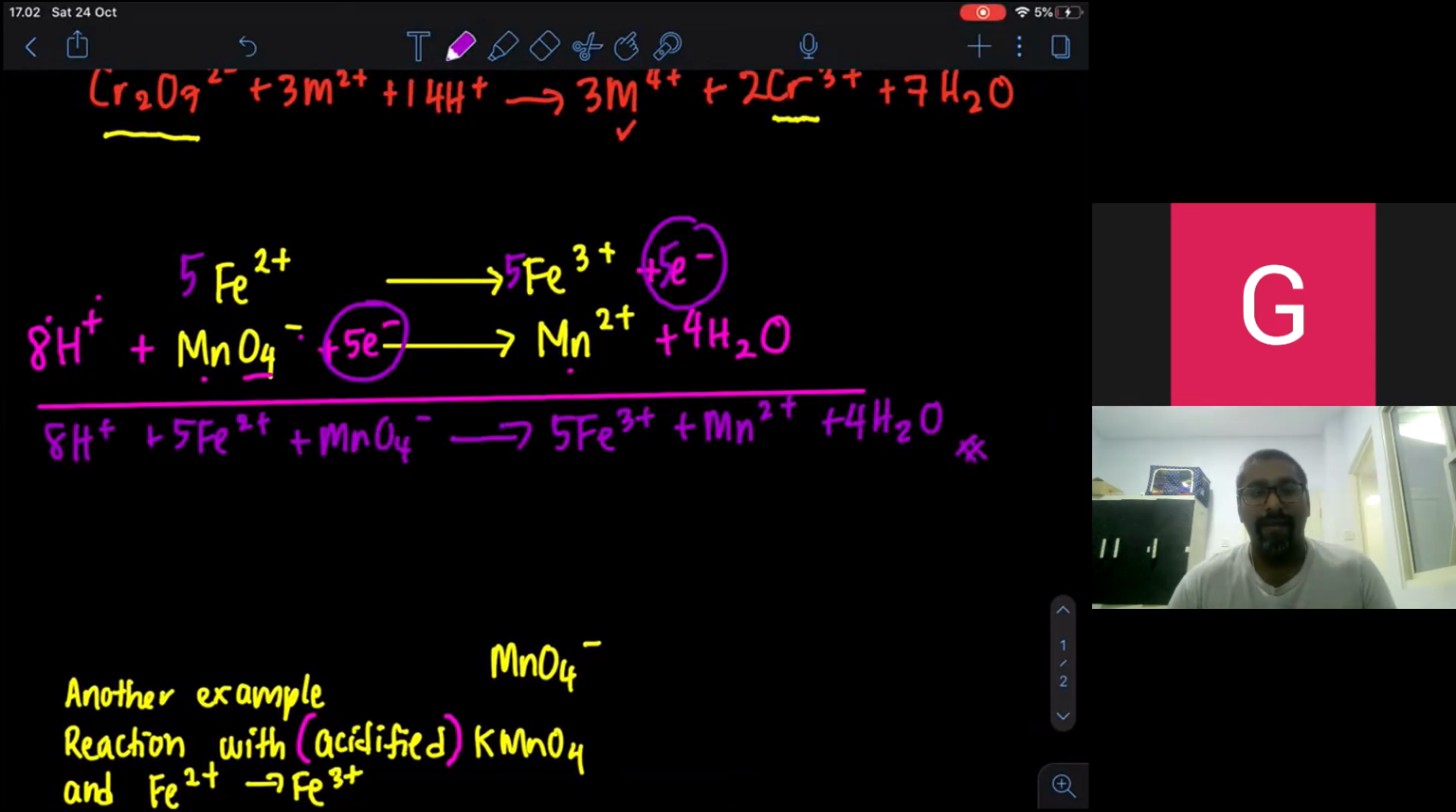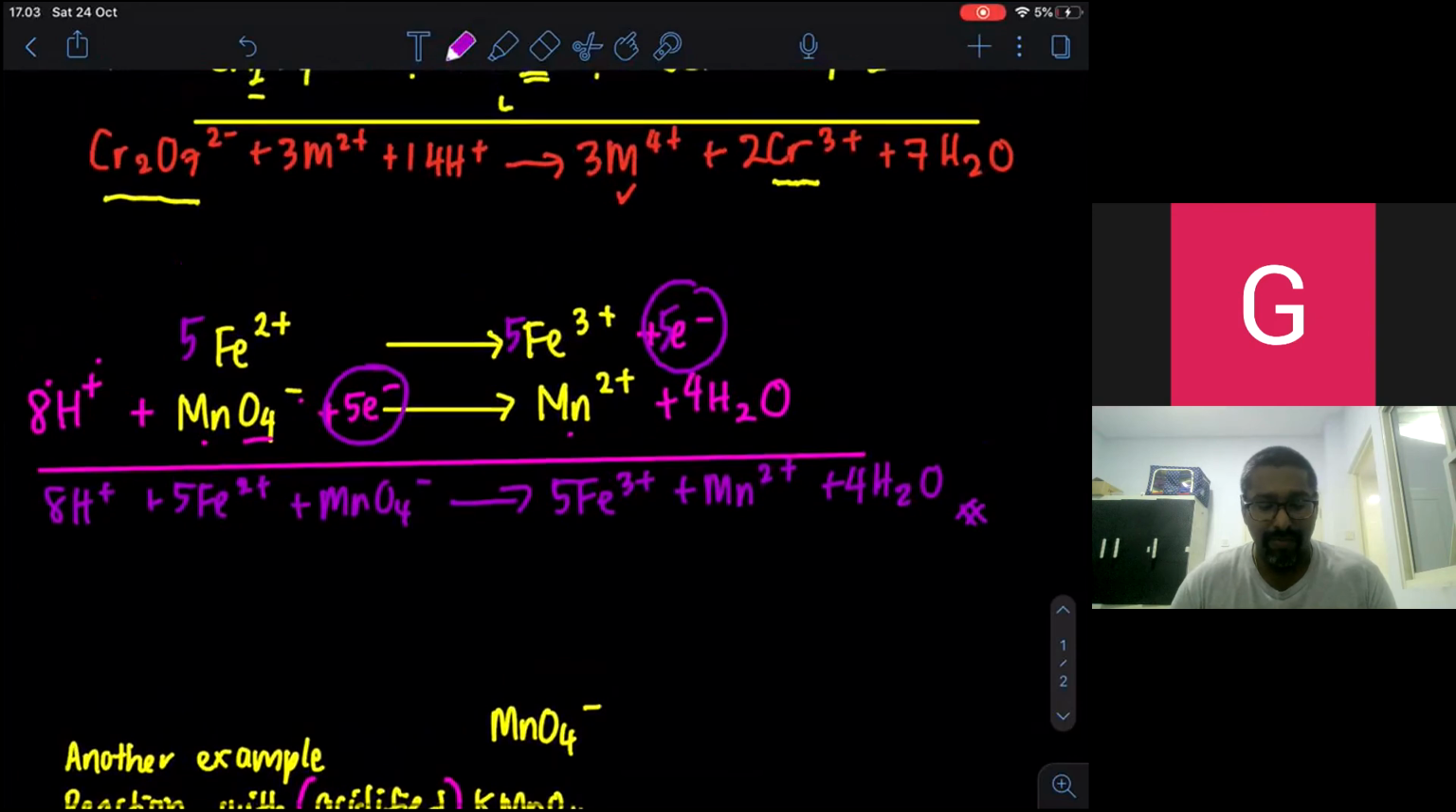So I have given you 2 examples here on how to balance redox reactions, especially when we are dealing with dichromate and permanganate. I hope this is helpful.